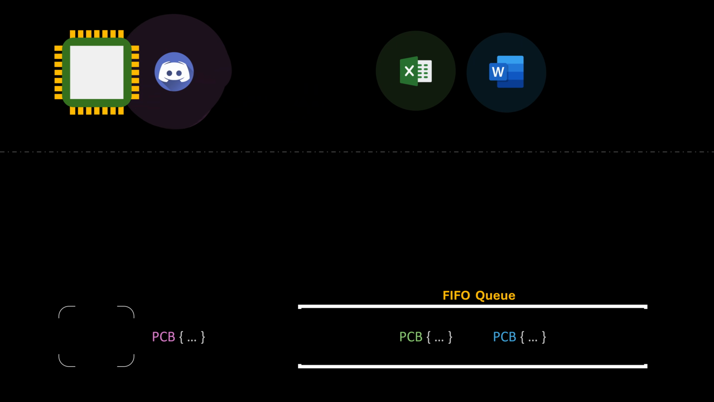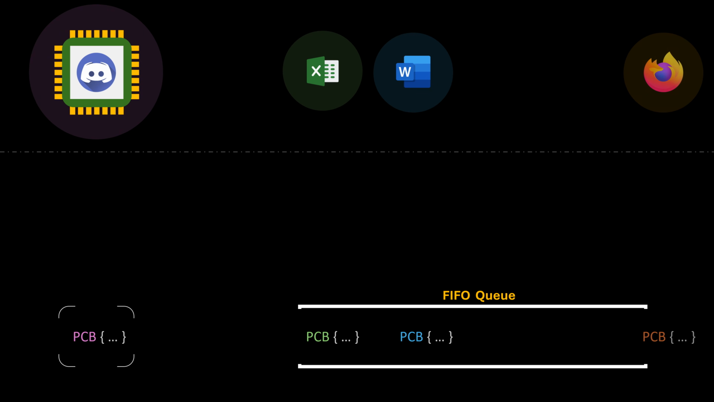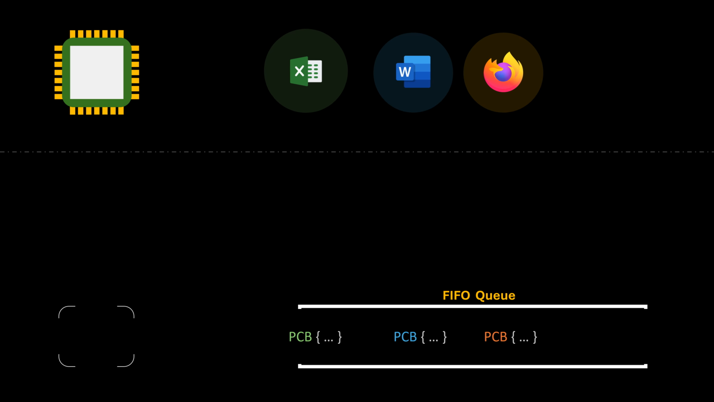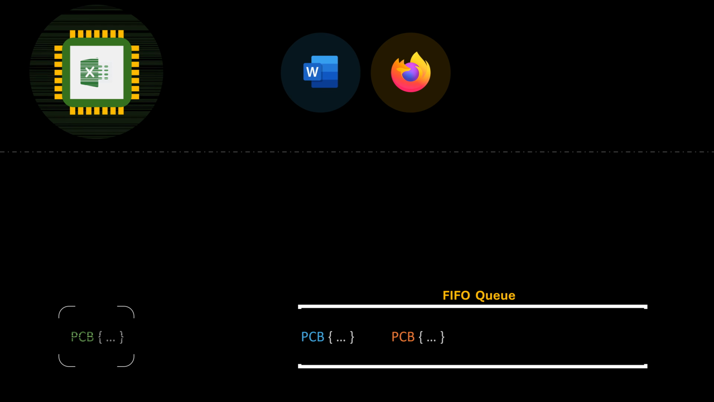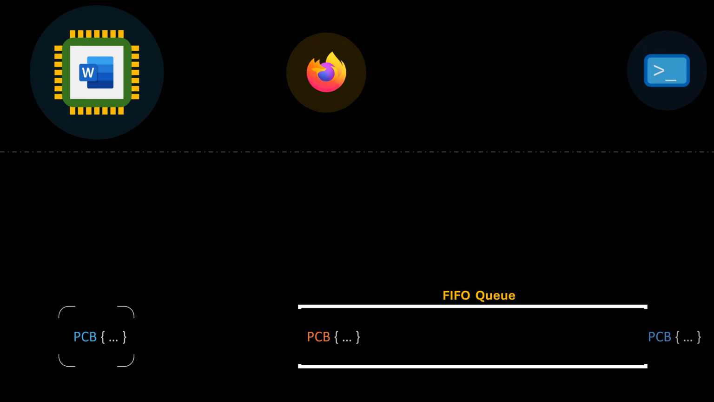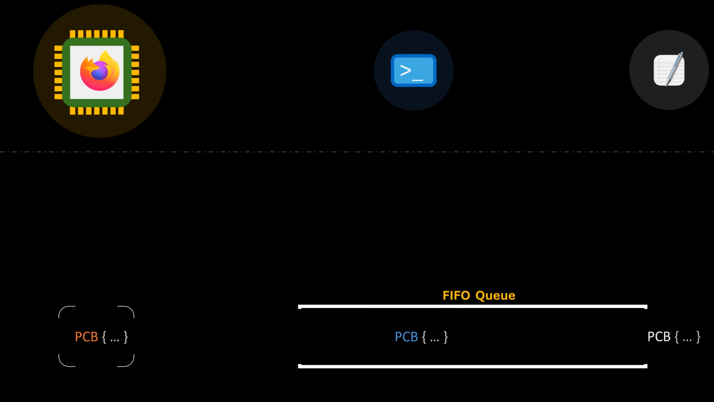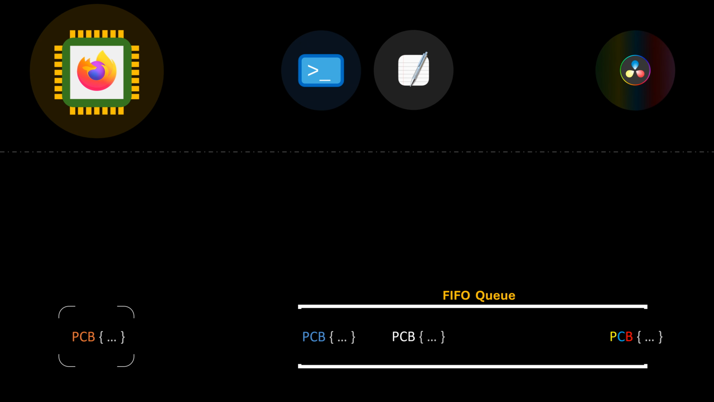Sounds simple, right? Well, not quite. There's a lot we're overlooking. For starters, we are assuming that a process can only get the CPU once the previous process has completed its execution. This causes a lot of problems.